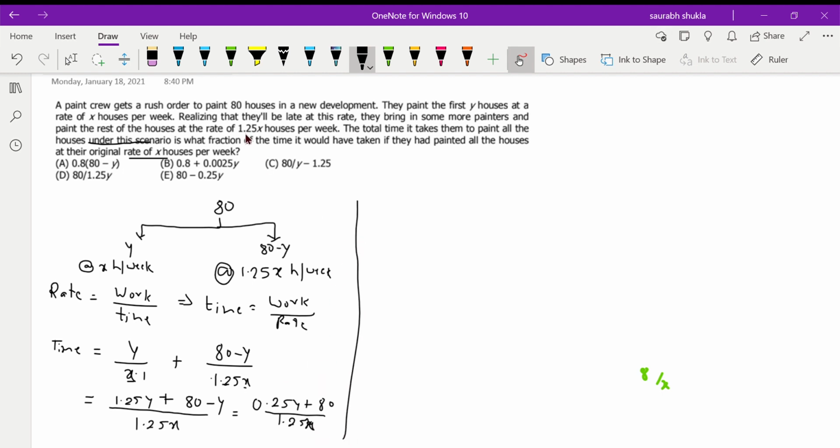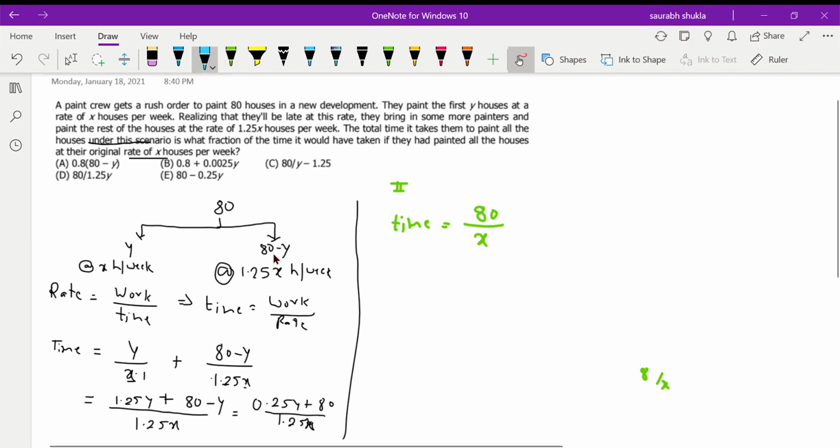All right, now let's go back to the question. It says the total time taken under the scenario, which is this, is what fraction of the time it would have taken if they had painted all the houses at the original rate of X houses per week. So now we have to find out the time taken if they paint all the houses at the rate of X houses per week. Okay. So in that scenario, let's say second scenario, the time would be again the same. So total work will be 80 because they are painting all the houses at the rate of X. Okay, now let's go back to the question.